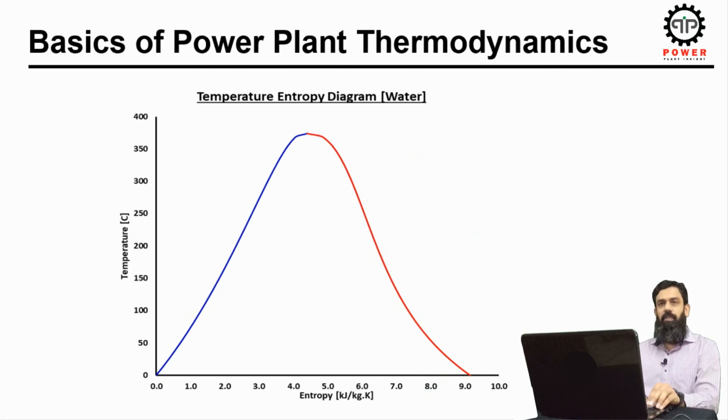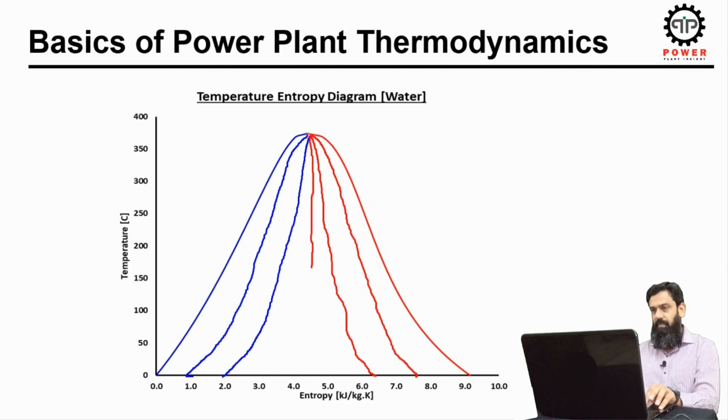Now let's discuss the pattern of the steam quality lines inside the dome. As we move from the saturated liquid line towards the saturated vapor line, the steam quality increases. These are the steam quality lines.